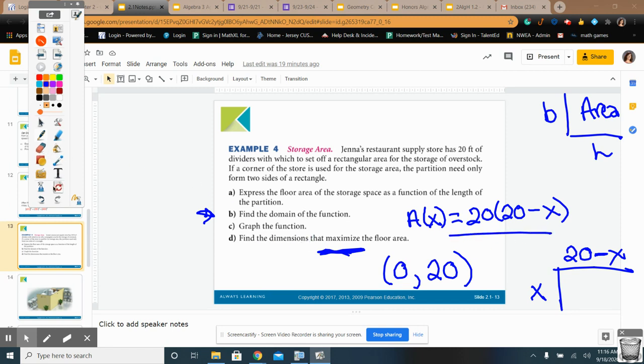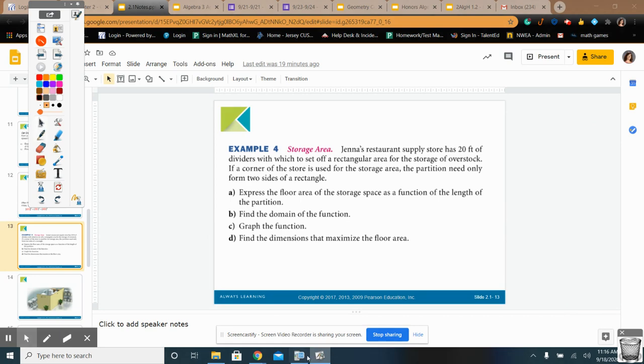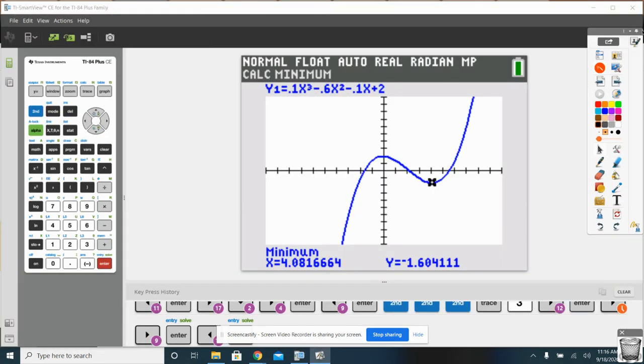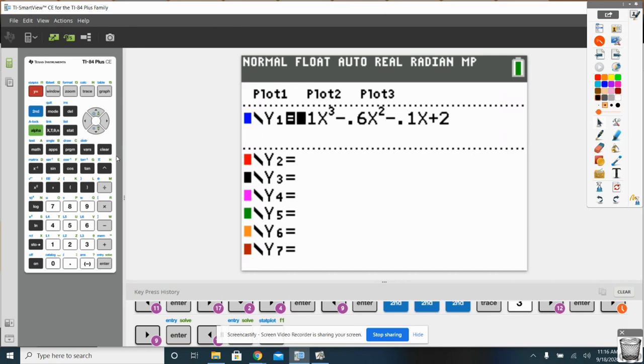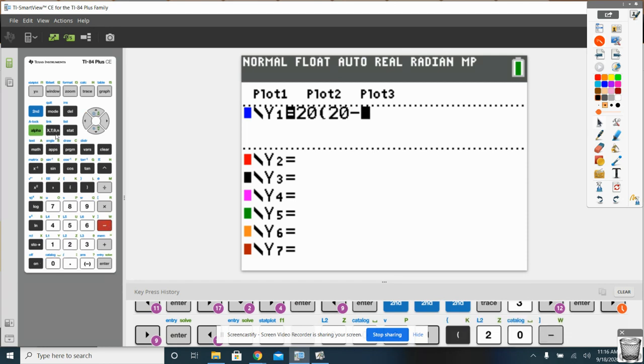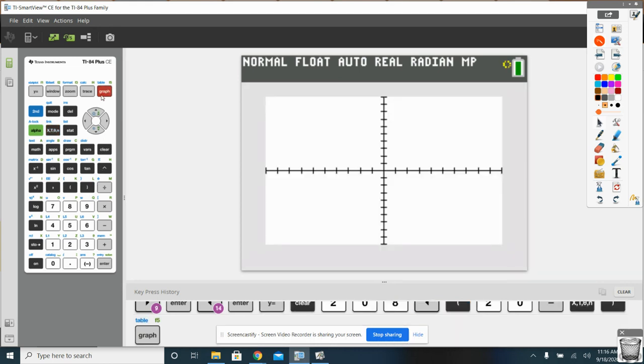We're going to use our calculator, so it's going to be 20 times 20 minus x. You can distribute if you want, or you can just leave it like this. When I graph it, what am I going to be looking at? Well, I don't see anything. Why don't I see anything? Well, because I'm talking about distances in the 20s. I bet it's off my chart a little bit here.